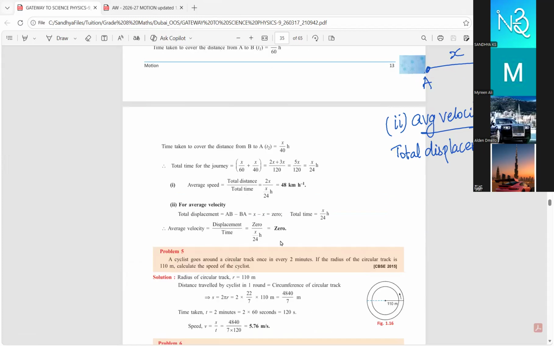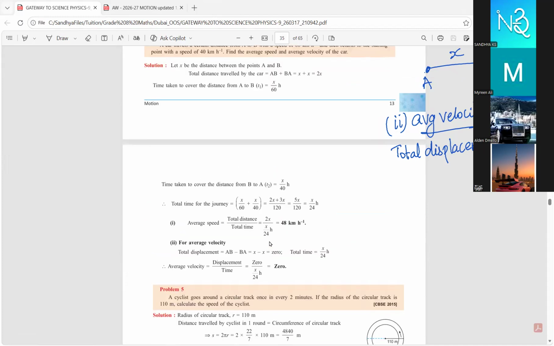So 0 divided by the same total time, x by 24. Time is not going to change, right? So you will get what? Average velocity is equal to total displacement 0 divided by time x by 24 only. So you will get 0. Okay, that's it. So understood the difference between average velocity and average speed.